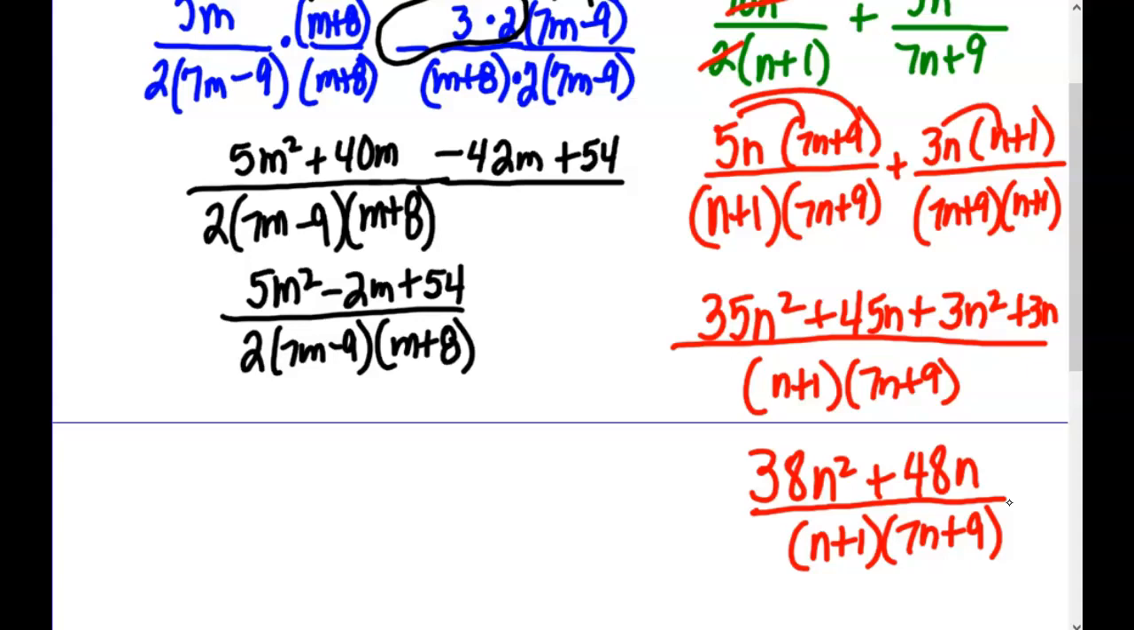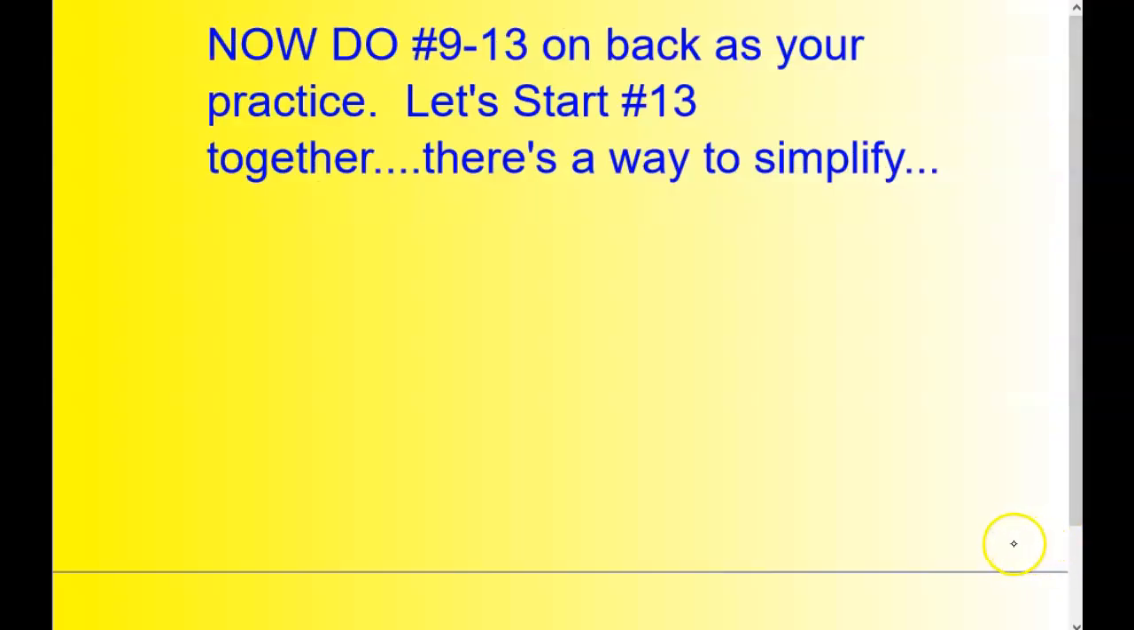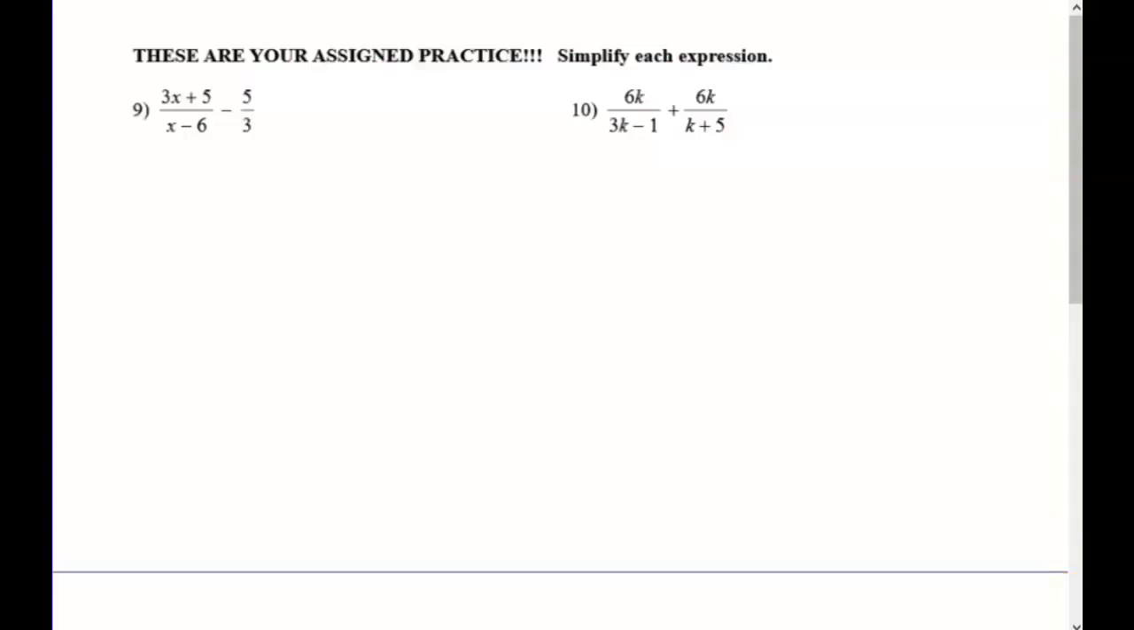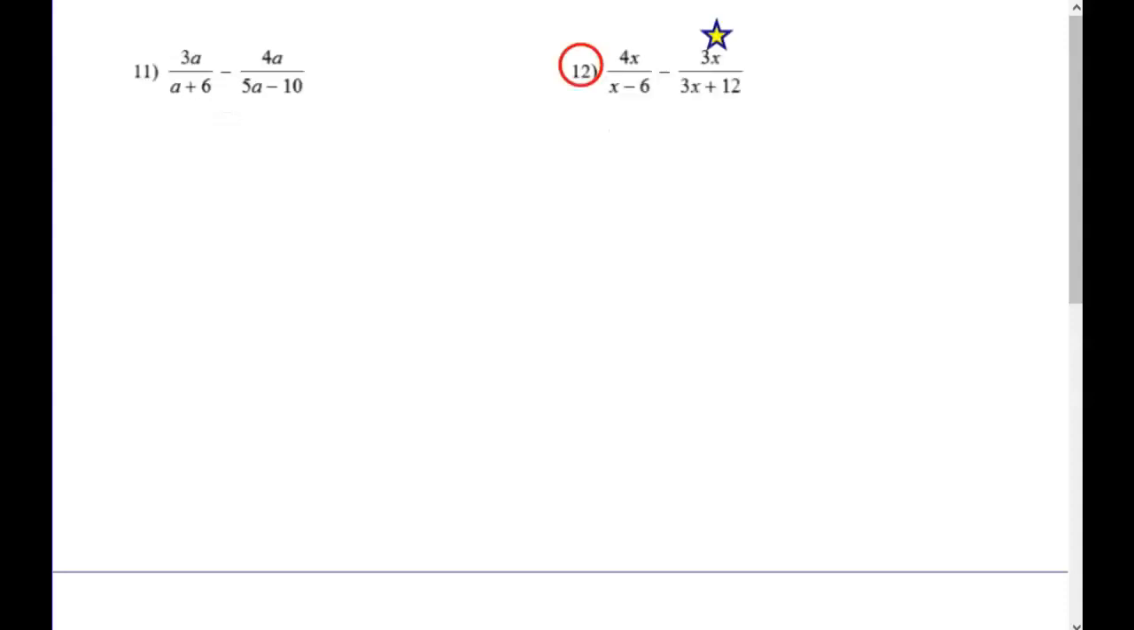I'm going to tell you right now before you panic. The one on the quiz is probably something like this: 3 over x plus 5 minus 2 over x minus 1 or something. It's not got big messiness everywhere, okay? You are to do 9 through 13 on the back, which I think is, what, 5 questions? 9, 10, 11, 12, 13.